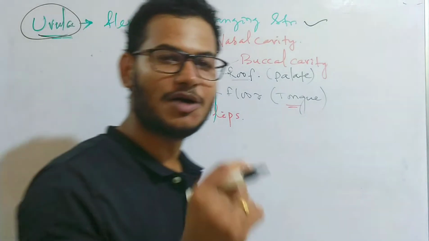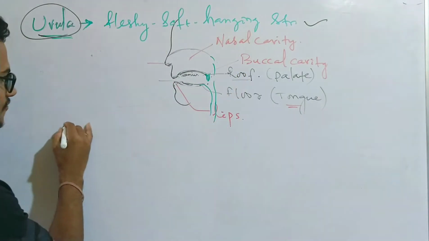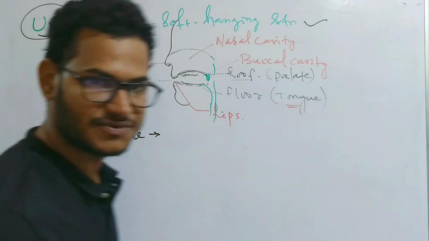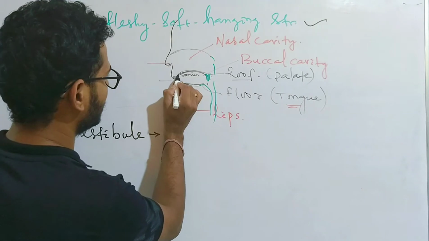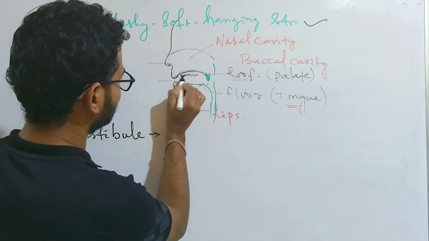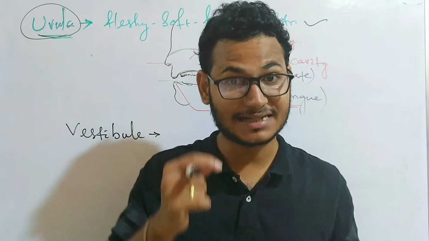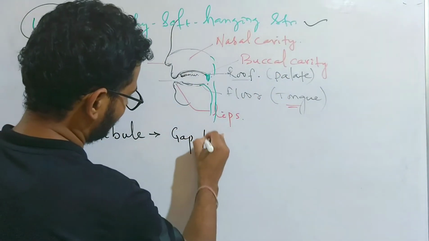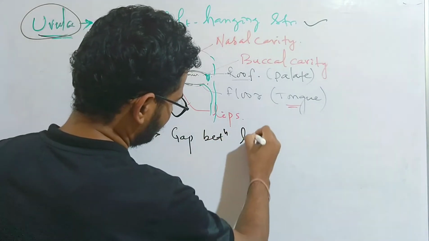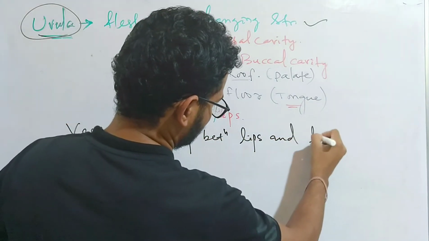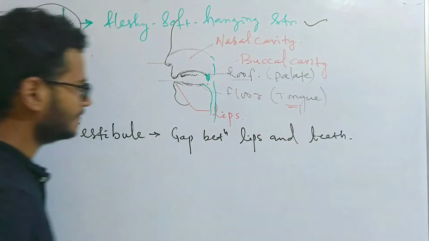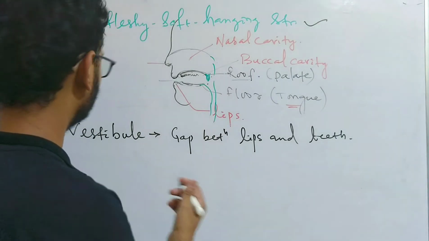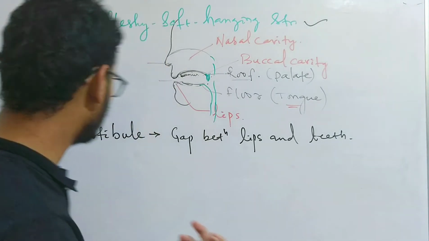Now we will talk about another term which is known as vestibule. So what is vestibule? Vestibule is the gap between the lip and the teeth. The gap between the lip and the teeth is known as vestibule. So it is the gap between lips and teeth. Clear?